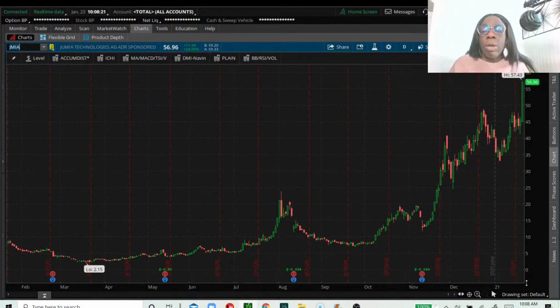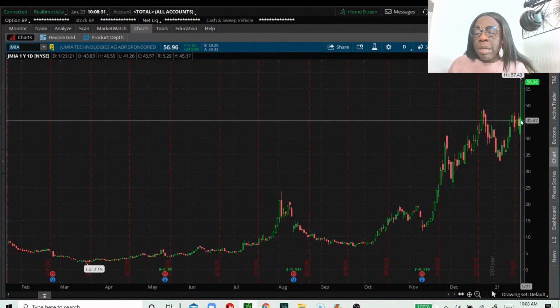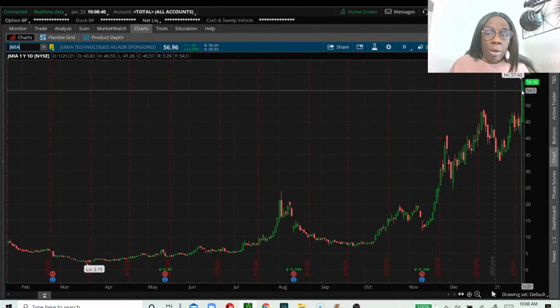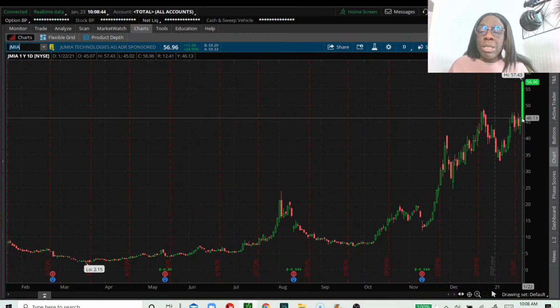On a daily time frame, every candlestick represents one day, and you can see what happened yesterday on Friday. Jumia made some major move up from the day before, which closed at $45. This thing just rolled all the way. It just added $12 to its share price. So it's done some major moves.